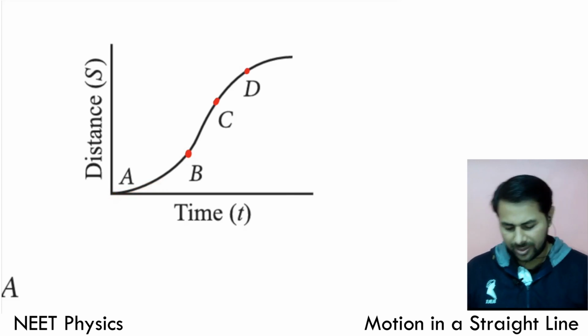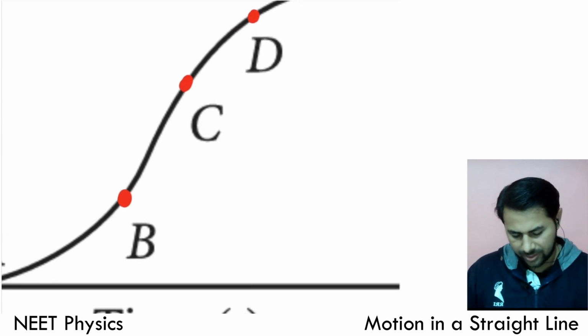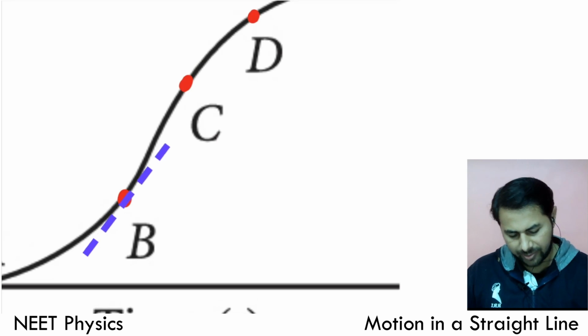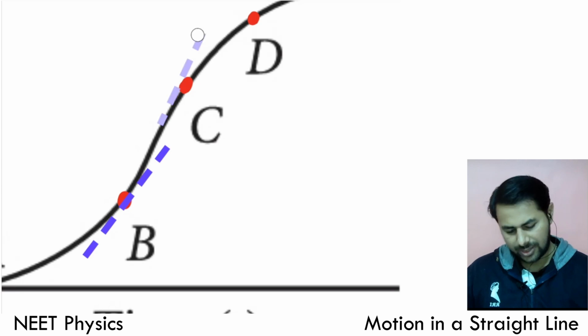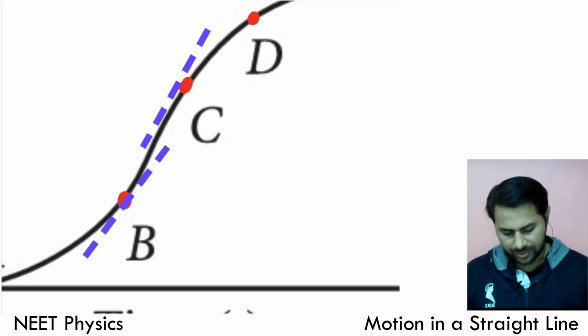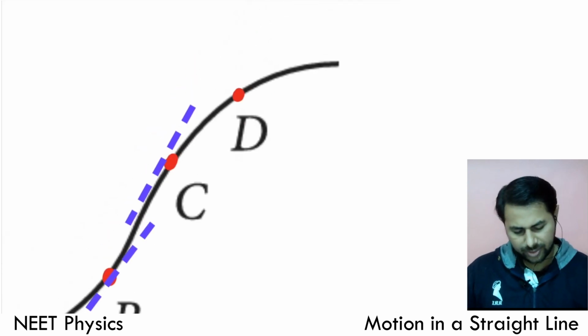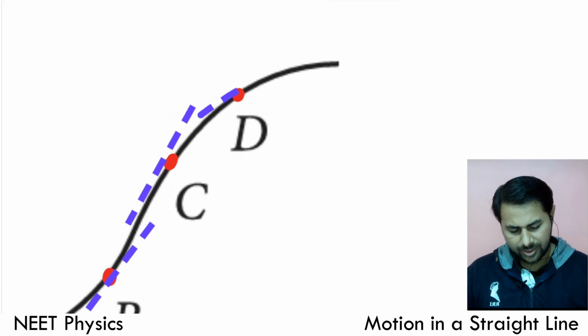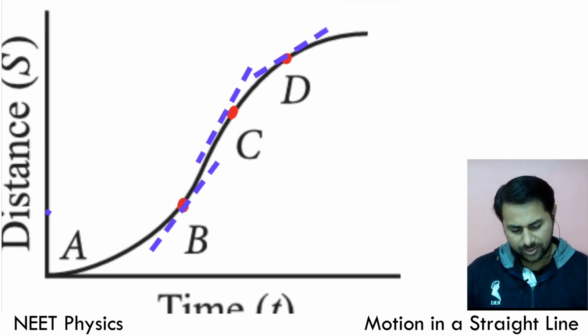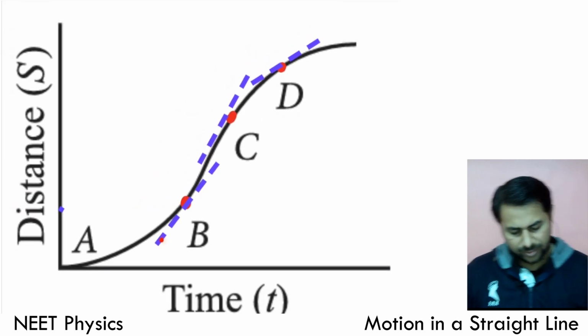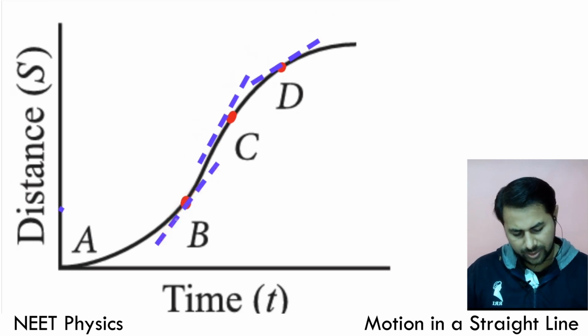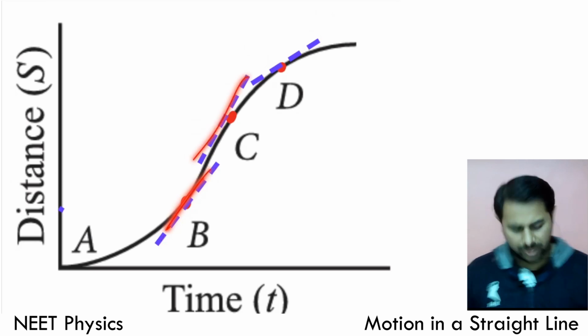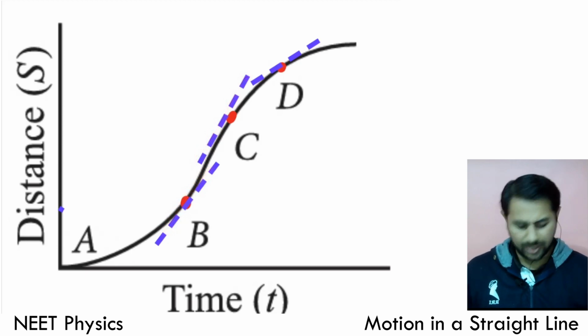Okay, at B, let's draw a tangent. This tangent at B will look something like this. The tangent at point C will look something like this. And the tangent at point D will go something like this. So as I see, for me, it's the point C, right?